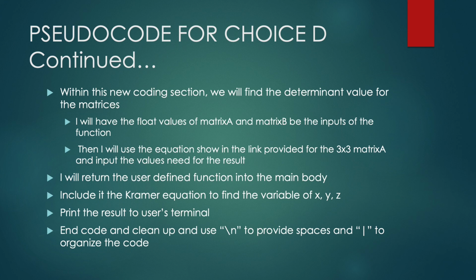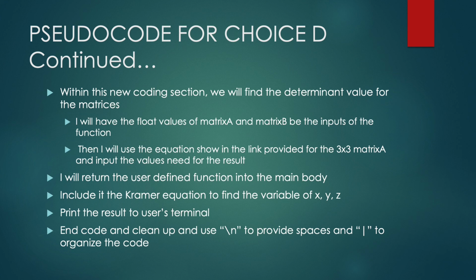I would use the equation that we were given from the link provided in the assignment for the 3 by 3 matrix A, and we will have to input the values needed for the results. Once we have that, we will close it by having it return the determinant into the main function, and then insert it into the space where we left room for this part of the code.